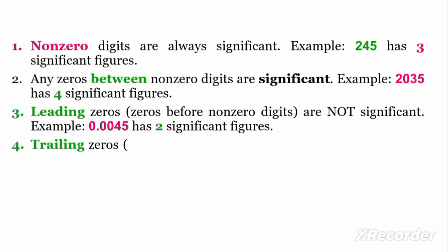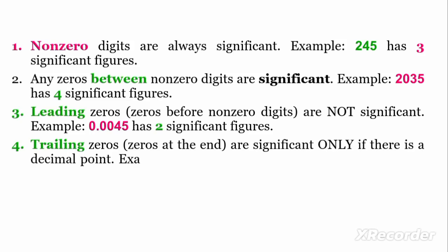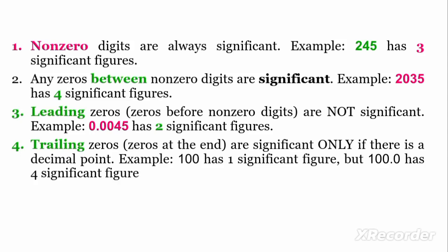Rule number 4, trailing zeros at the end are significant figures only if there is a decimal point. For example, 100 has 1 significant figure. Reason being, there is no decimal point at the end of this 100. But here we have 100.0. So 100.0 has 4 significant figures. Reason being, there is a decimal point here. So since there is a decimal point here, these are trailing zeros, and therefore these trailing zeros are considered to be significant figures. This number has 4 significant figures.